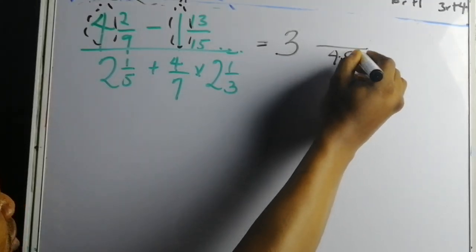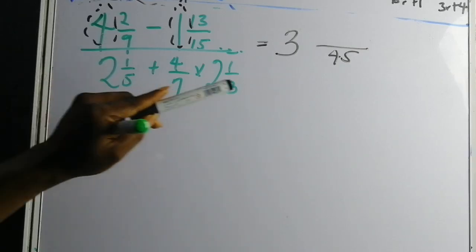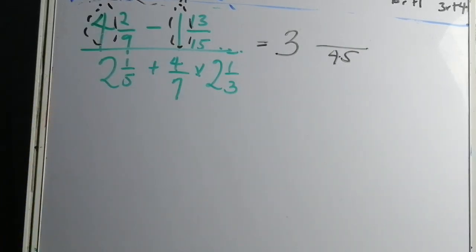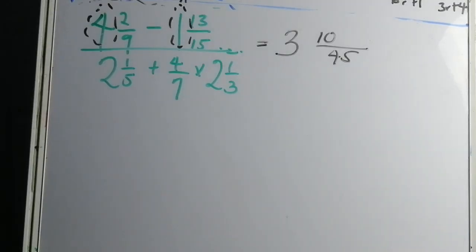Then do your normal LCM for your fractions, which is 2 over 9 and 13 over 15. So what can go? I think 45 can do justice to this. 15, 30, plus another 15, that's 45. 9 times 5 is 45. So 45 divided by 9 is 5. 5 times 2 is 10. That is the LCM we're doing now.